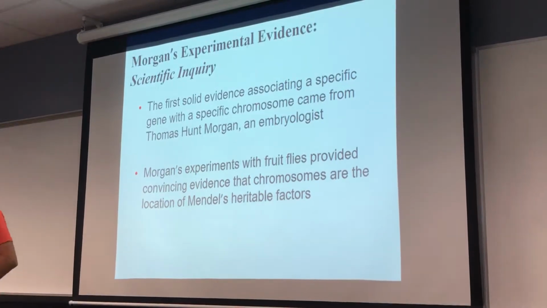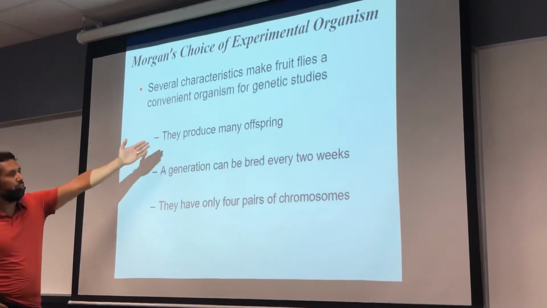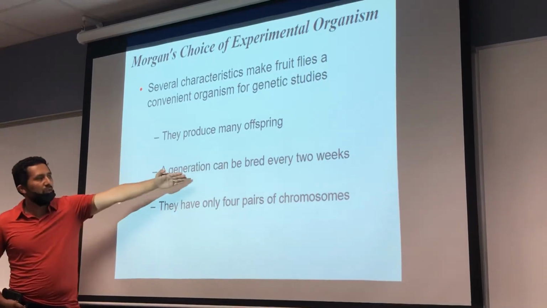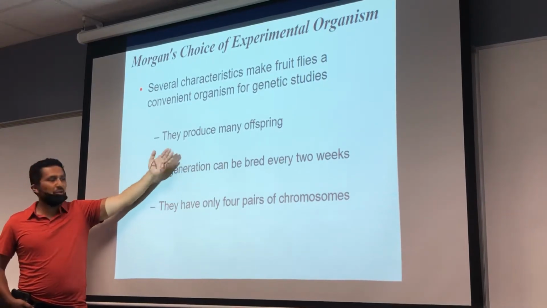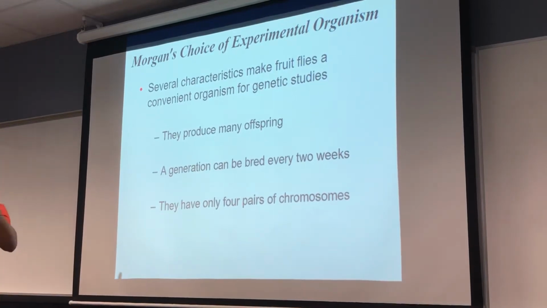Why? How? Well, he used these fruit flies because they produce many offspring. Every 2 weeks you will have a new generation, up to 10 generations, and they only have 4 pairs of chromosomes. So really easy to say, yes, these genes, these heritable factors, they are located on these chromosomes.